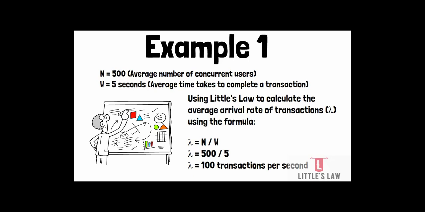So we can handle 100 transactions per second. For every 5 seconds, we can complete a transaction, so at the end of the 500 seconds, we can complete 100 transactions. This means on average, the web application is handling 100 transactions. And with this information, we can predict how the system will behave under different workload scenarios.